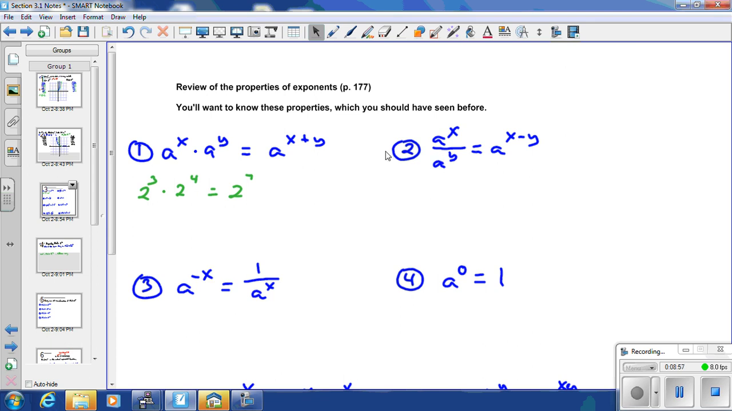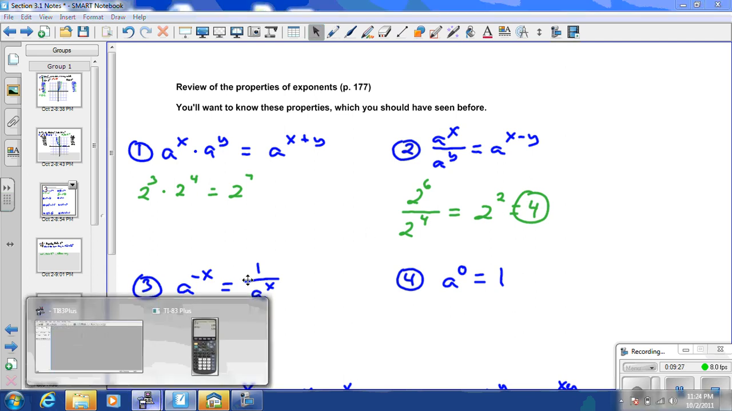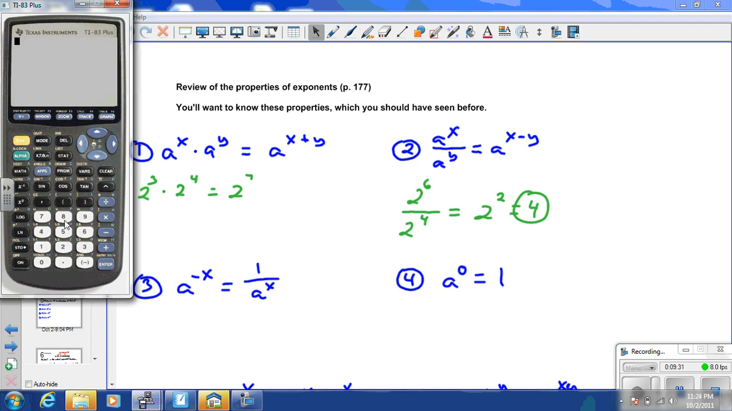Here we have a division. So I'll do the same thing. Let's take 2 to the 6th, for instance, divided by 2 to the 4th. According to this property, that should equal 2 to the 6 minus 4, which is 2 squared, which is 4. Let's verify that. In the numerator, we're going to figure out what 2 to the 6th is. That's 64. In the denominator, we have 2 to the 4th. That's 16. So what is 64 divided by 16? It's 4. So that's a demonstration that that actually works.